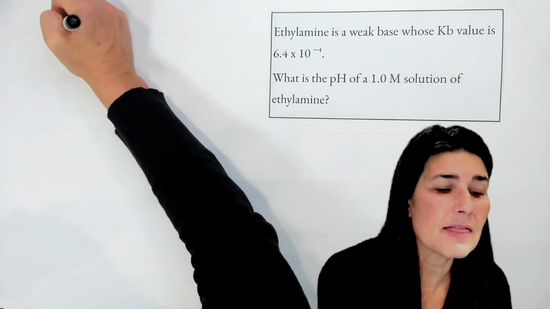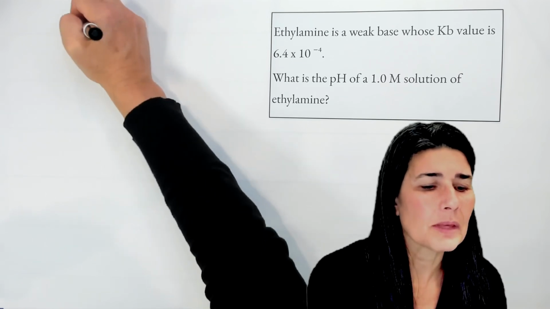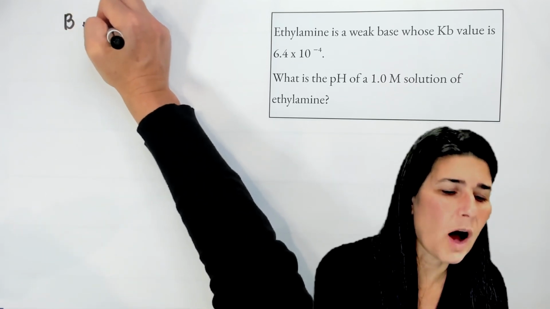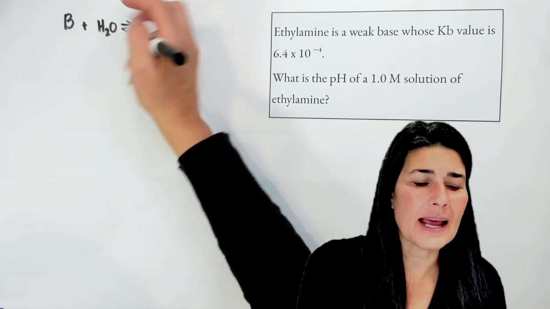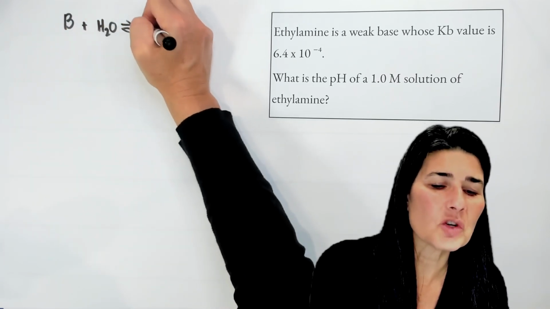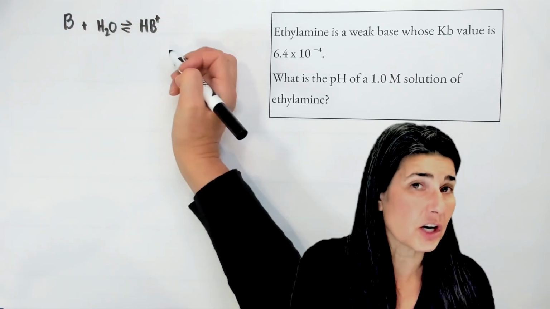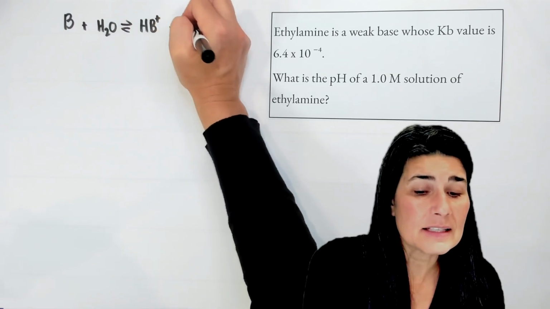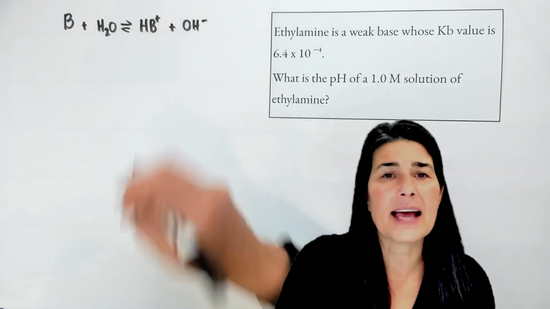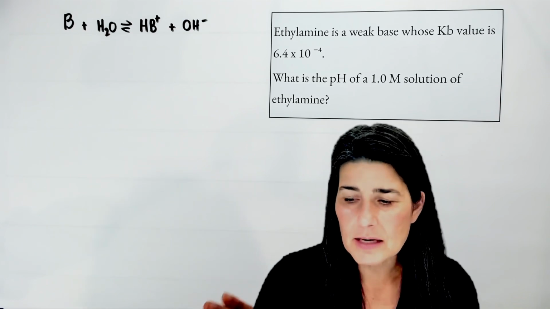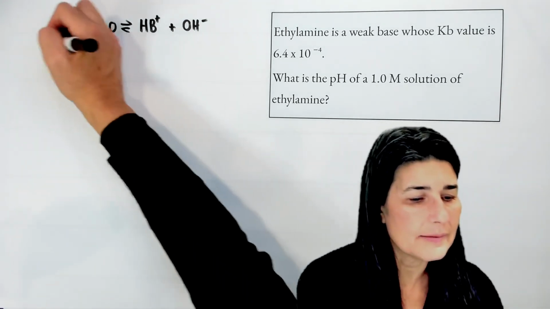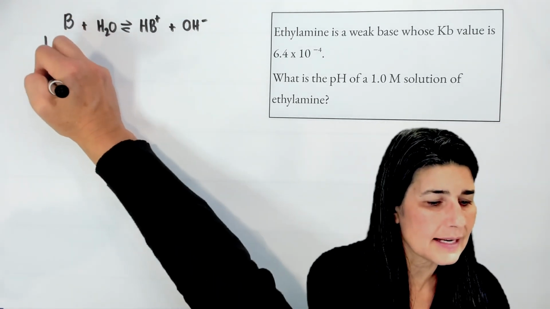We're going to take the base, ethylamine. We put it in water. Now, if my base accepts an H+, we'll have an H with the B, and now it will be charged positively. And what's left behind is that hydroxide that I'm looking for. So we put the base in water. Now we need to go ahead and ICE it, ICE.